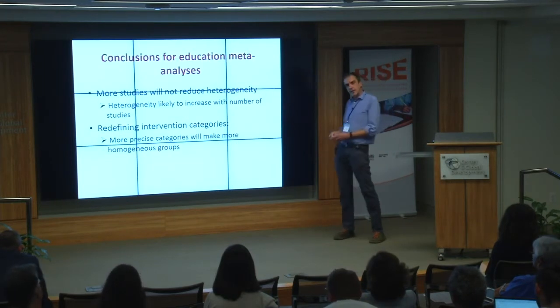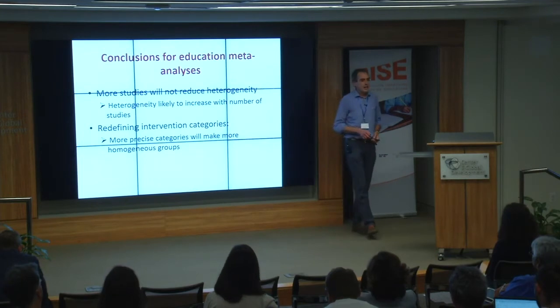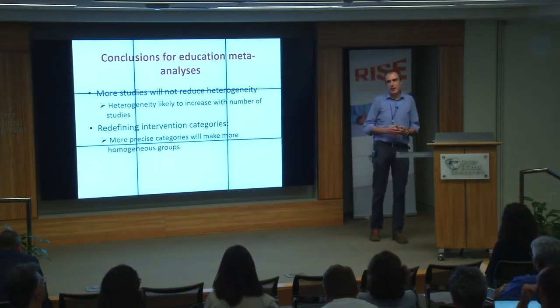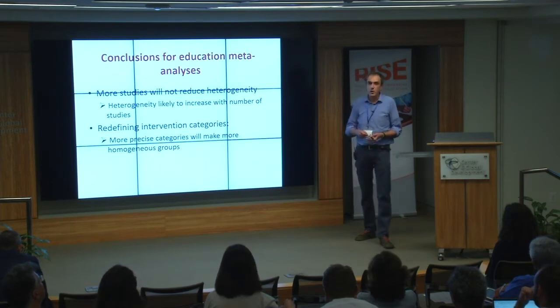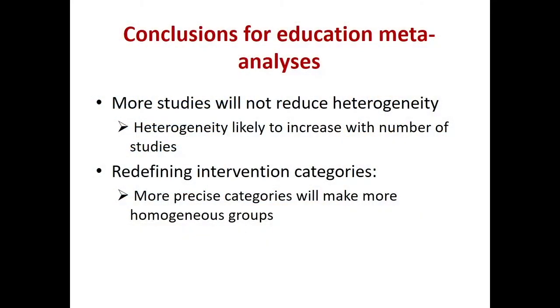Is there anything that could be done to improve this? Well, one obvious thing is to say, well, you should conduct more studies. But that's unlikely to work, because having more studies will not reduce the heterogeneity in effects. It can make your mean more accurately estimated, but the heterogeneity will still be there.